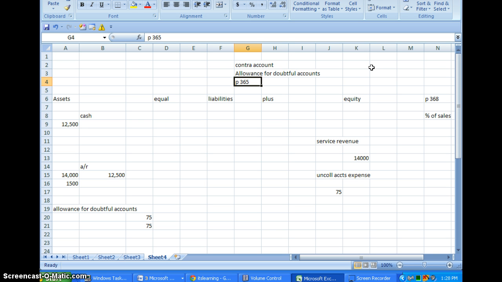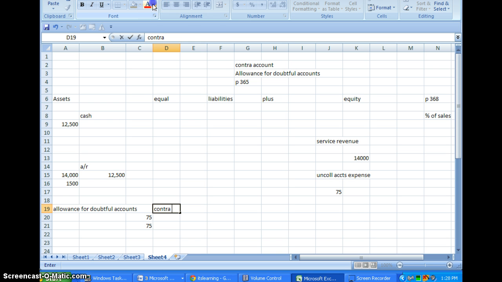So the first thing we want to do is understand what a contra account is. Contra means opposing or offsetting. So if you look at this right here, the allowance for doubtful accounts, this is what's known as the contra account.